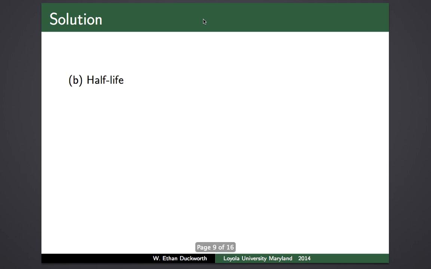Part B asked about the half-life. Now the half-life means how long does it take before there is half as much caffeine as you started with. So I'm going to start with the formula we just found. 100 is the starting value. e to the negative 0.17t tells you how fast it's going down or decaying. And we set this equal to the amount that's half of what we started. So half of 100 is 50.